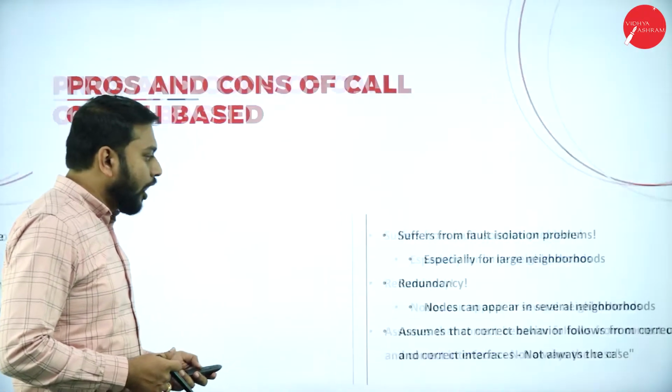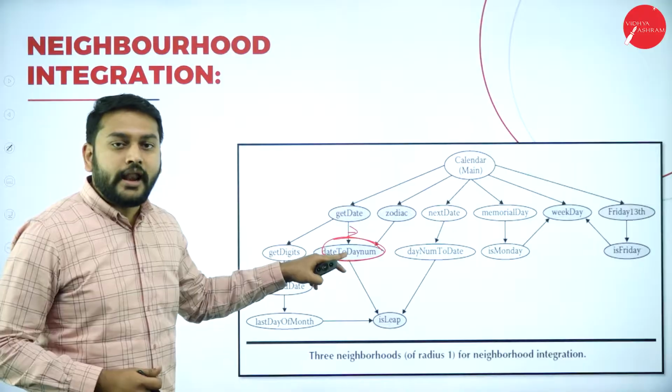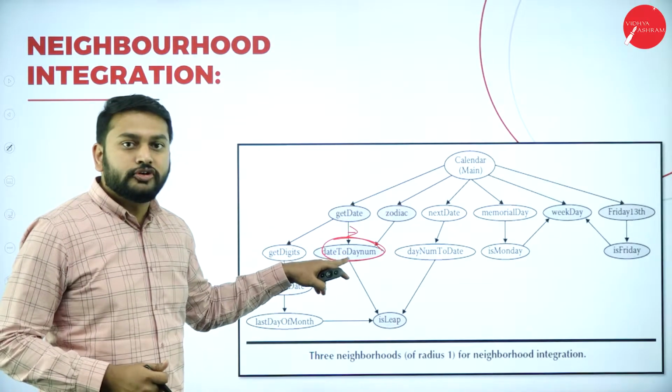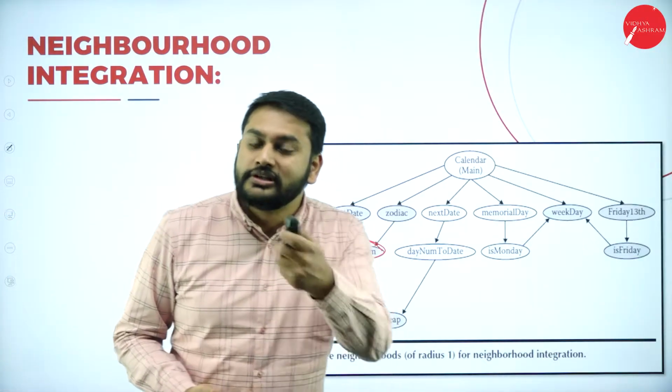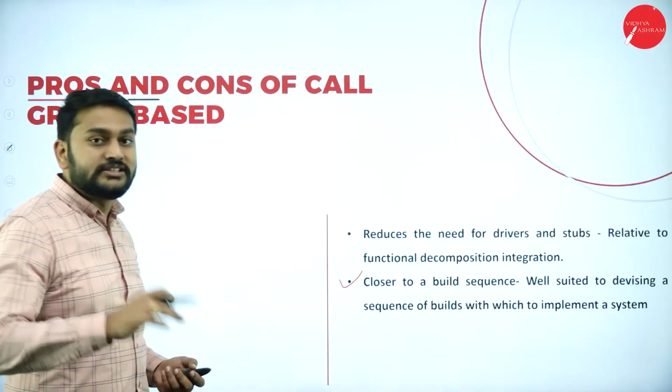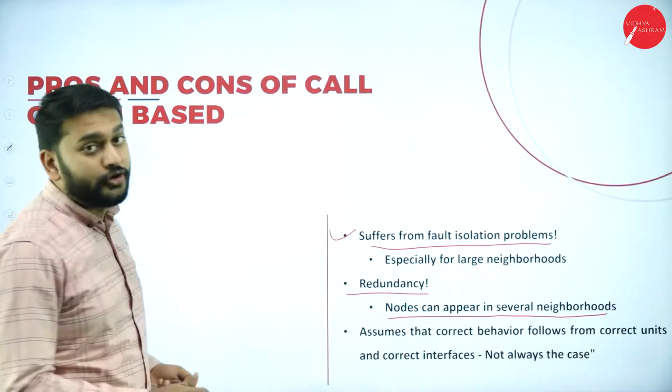So guys, observe here in this diagram. This is also a neighborhood. So even for this, this is a neighborhood. So this might create the problem. So this is one of the drawbacks, which creates the redundancy. That's what you need to remember here. All right. That's what you need to remember here.